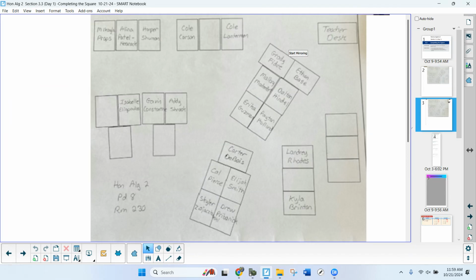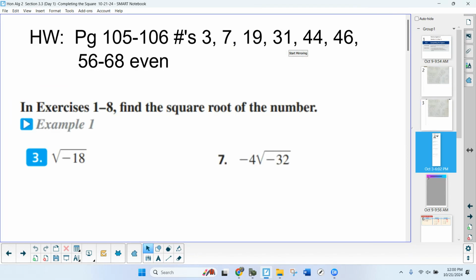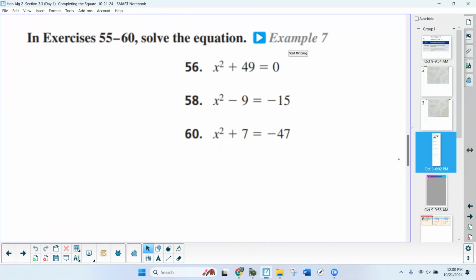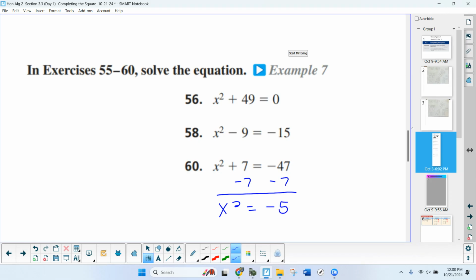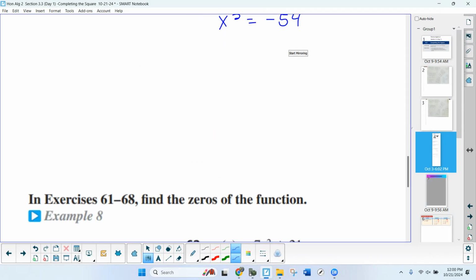All right, next one. Any questions at all on the homework? You guys feel pretty good about this stuff? How'd the solving ones go? Because those were the new ones from last night. You had to solve. So what did we do to solve? You had to isolate the x squared. What did you do to isolate the x squared? And when you subtracted 7, you got x squared equals what? Negative 54.